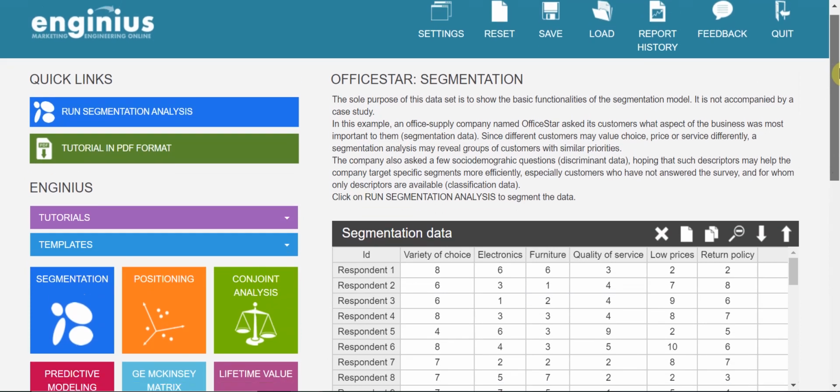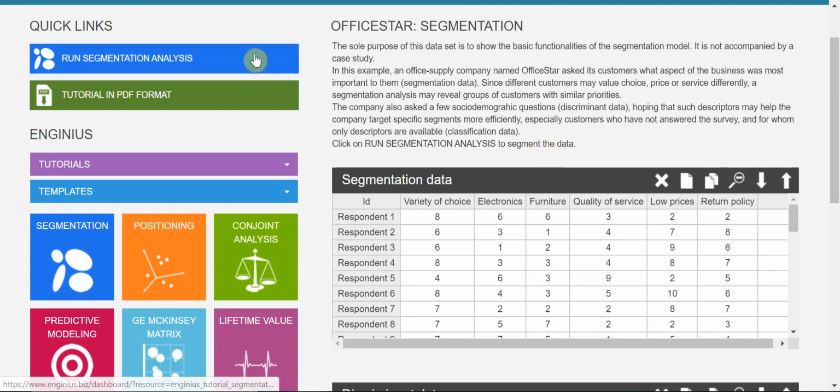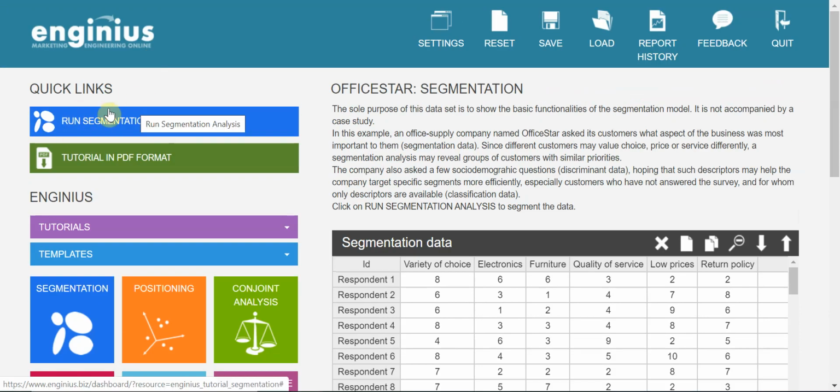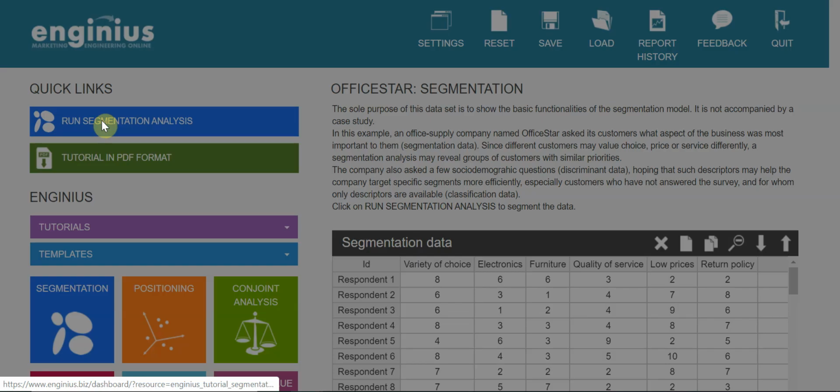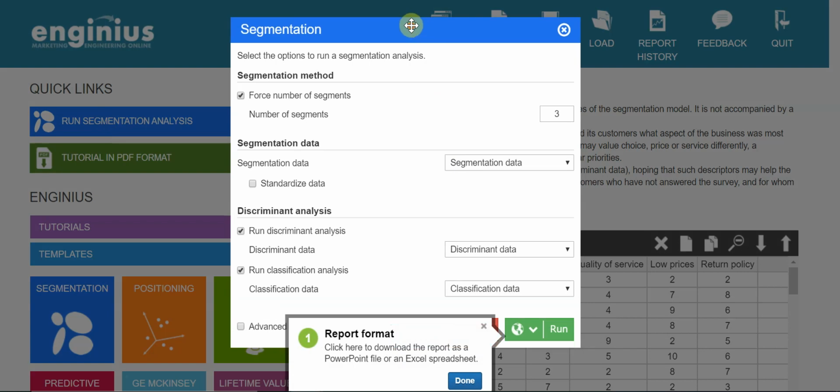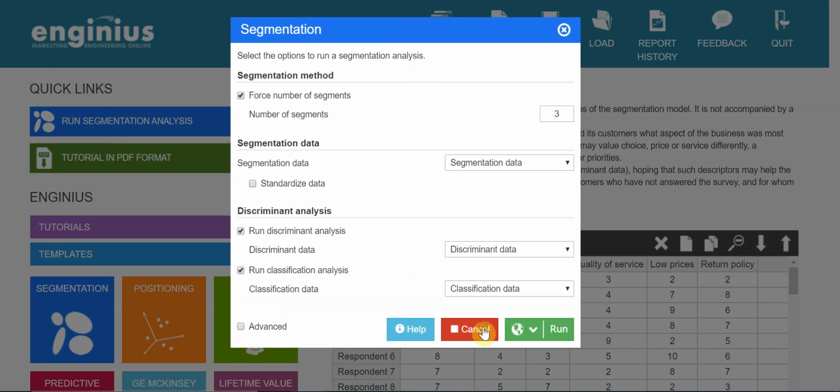After understanding the data sets, we can run segmentation analysis. Here on the top, you can see run segmentation analysis. This is very, very user-friendly, very easy. So click it. All right, you have a pop-up screen here. I don't need it, so I may not touch anything here. Number of segments is 3. You can change it, but I will use number 3 here.